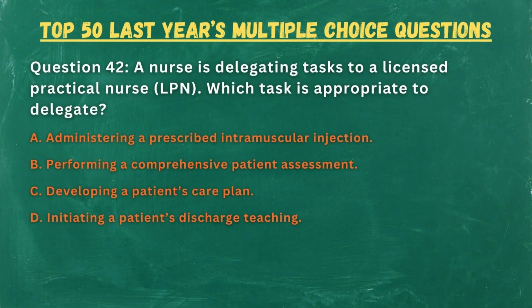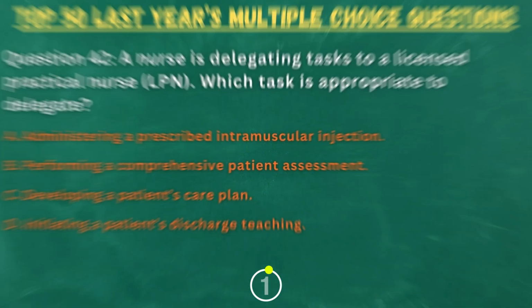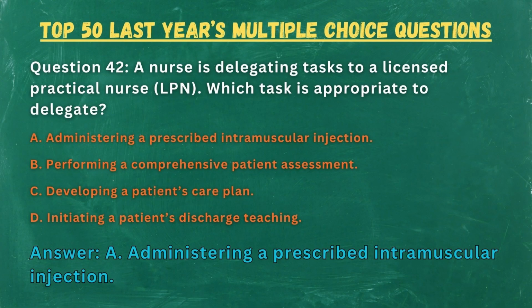Question 42. A nurse is delegating tasks to a licensed practical nurse, LPN. Which task is appropriate to delegate? A. Administering a prescribed intramuscular injection. B. Performing a comprehensive patient assessment. C. Developing a patient's care plan. D. Initiating a patient's discharge teaching. Answer: A. Administering a prescribed intramuscular injection.